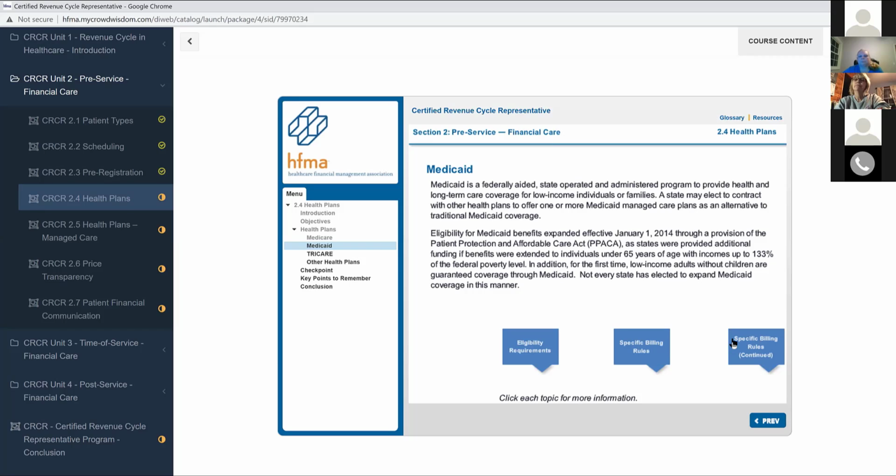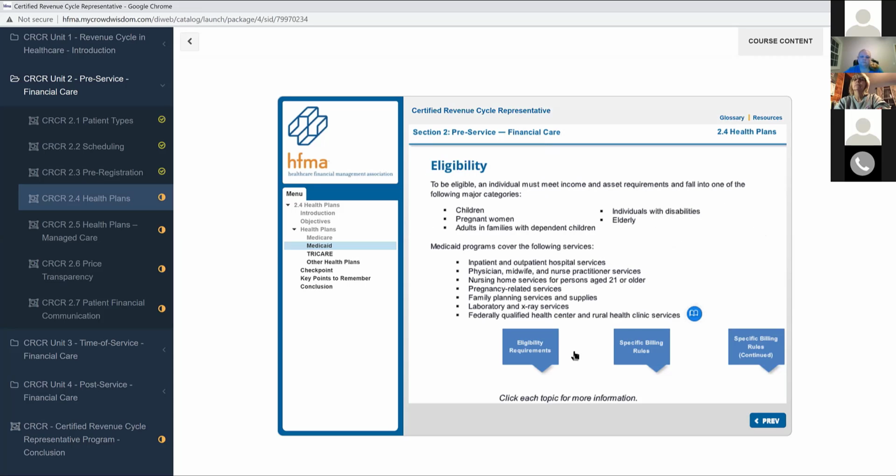And then for the eligibility, the individual must meet the income and asset requirements and fall into one of those major categories. So the categories there are children, individuals with disability, elderly, pregnant women, and adults in families with dependent children. And then Medicaid covers the following services. It will list those: inpatient, outpatient hospital services, physician services, nursing home, pregnancy-related, et cetera.